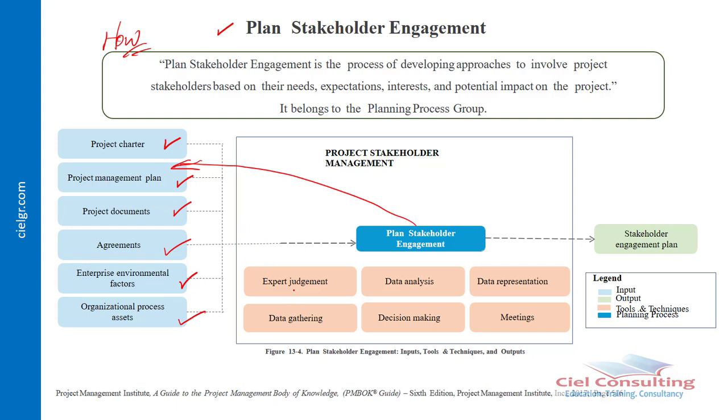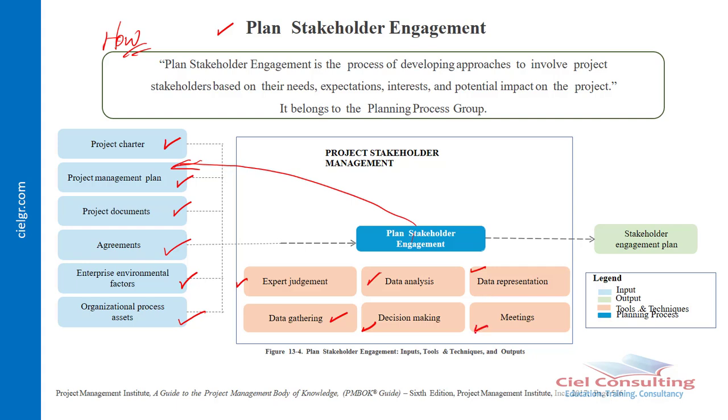So part of the tools and techniques we can use when we plan stakeholder engagement would include, one, expert judgment. So expert judgment here refers to the opinion of subject matter experts. Then we also talk about data analysis, data representation, as well as data gathering. Of course, notice that these three are basically a data gathering process that will enable us to determine the most effective way to manage our stakeholders. Then also decision making. So decision making here talks about our ability to determine or take relevant decisions with regards to how best to manage our stakeholders.